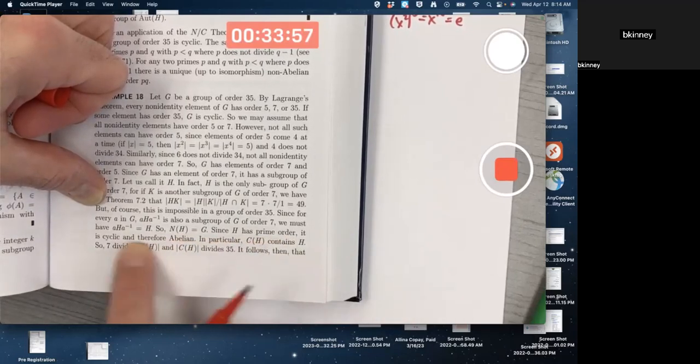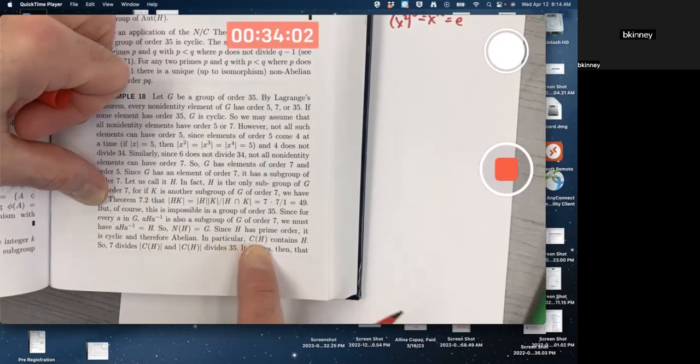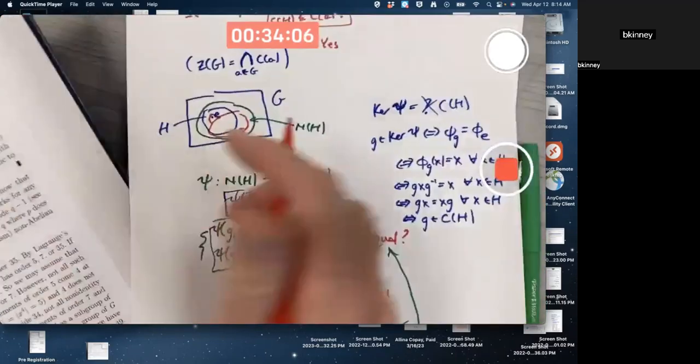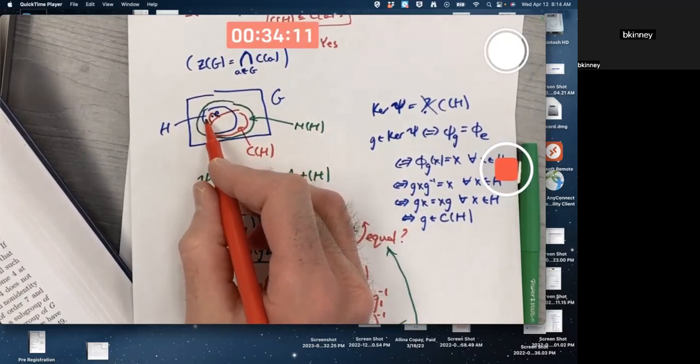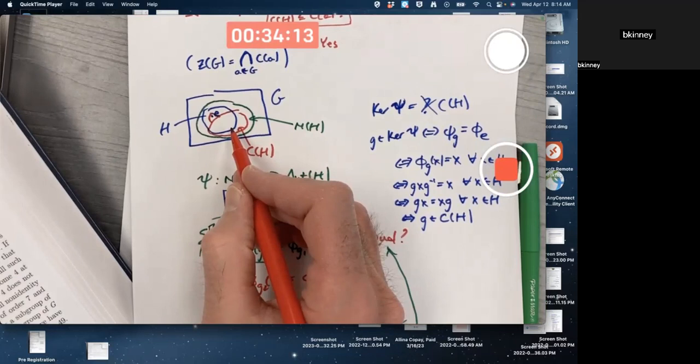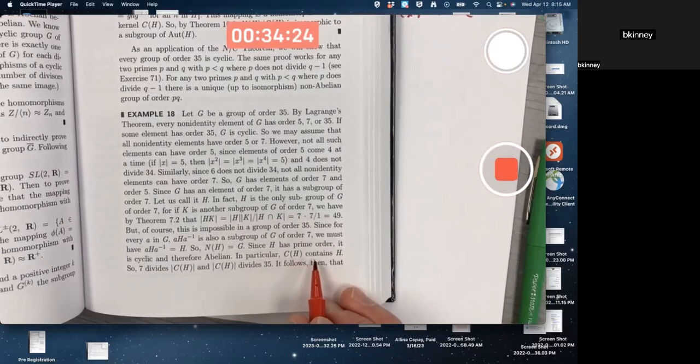Since H has prime order, it's cyclic and therefore abelian. And so its centralizer contains H. Hey, remember I mentioned in general the centralizer of H doesn't have to contain H. There could be elements of H over here that are not in the centralizer. But if H is abelian, it would. So C of H contains H. H is a subgroup of C of H.